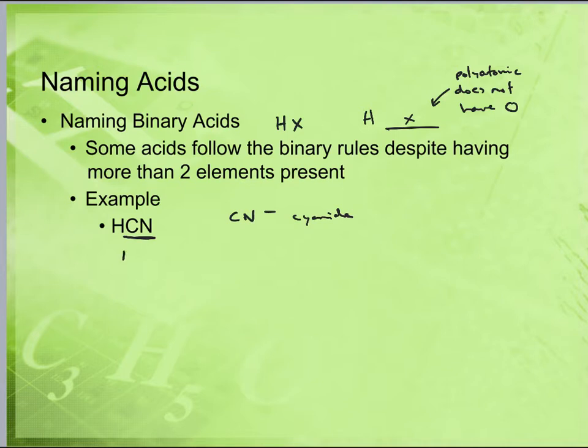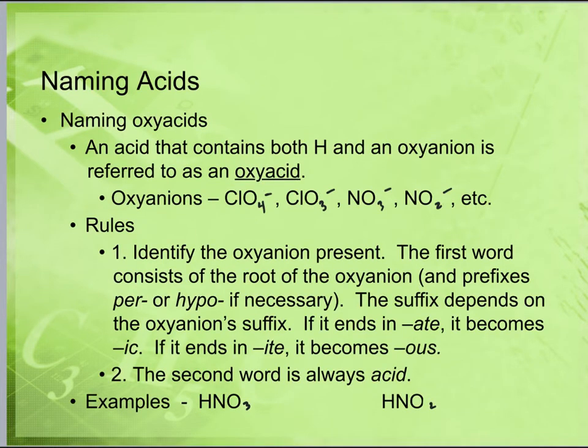So we're going to start this with hydro, and then we take the root of the polyatomic ion's name. So we're going to call this hydrocyan, and then we're changing the suffix to "ic", hydrocyanic acid, HCN. Okay, so that's it for binary naming rules, and these are the exceptions: if it's not just H with just one other thing, but H plus some other kind of ion, we still use the binary naming rules for that. So when do we not use the binary rules? Well, we use it for oxyacids.